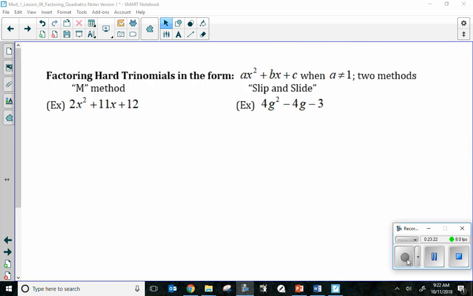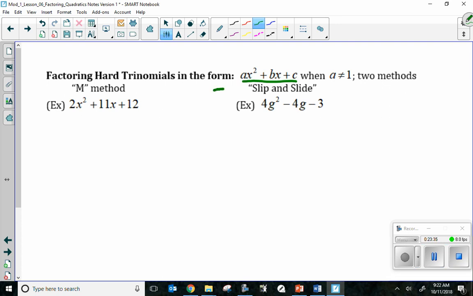Factoring hard trinomials in the form ax squared plus bx plus c. This is known as standard form, and when a does not equal 1. Now, there are two methods, okay? I used to always teach flip and slide, but I am going to teach this M method because it seems to be catching on, and I can understand why. And I like to show two methods. That way, you have two choices. You can use either one, whatever you think is simpler.